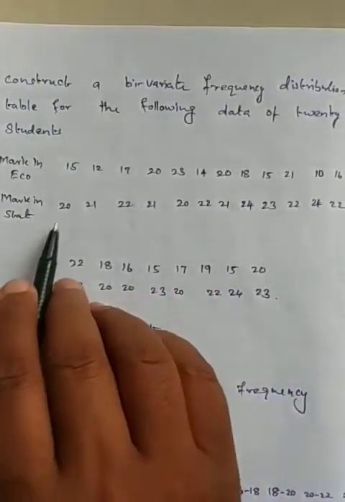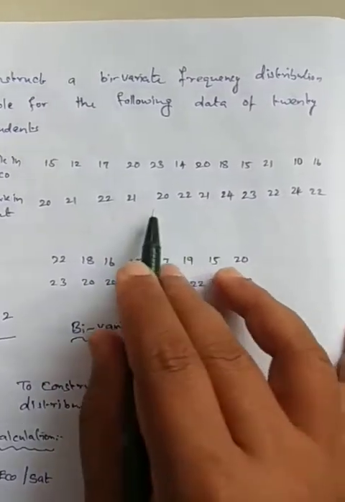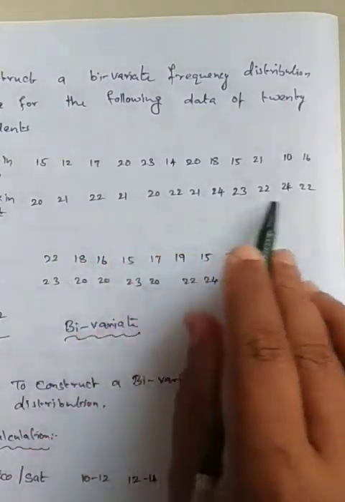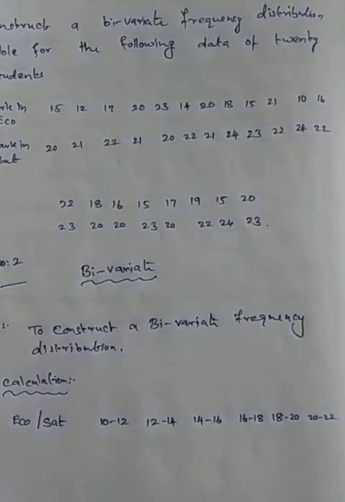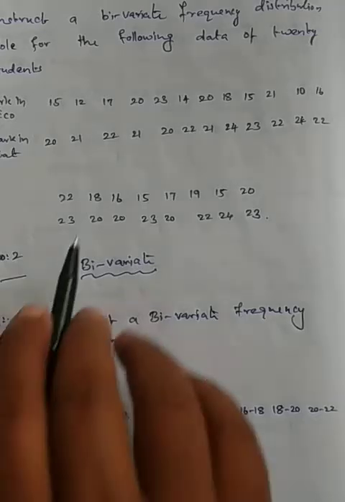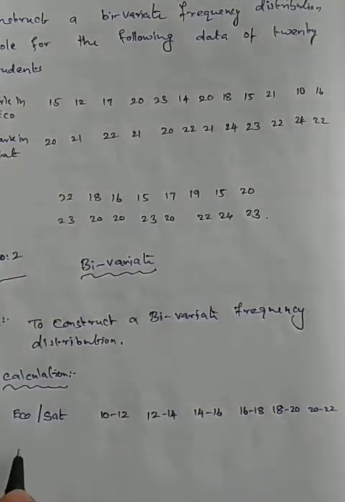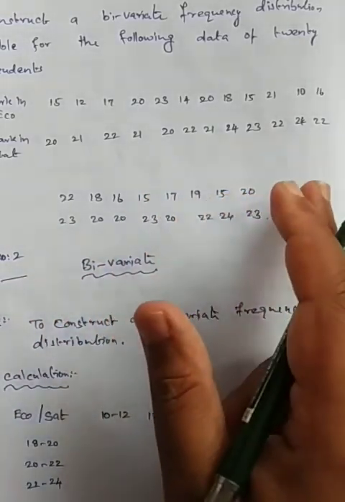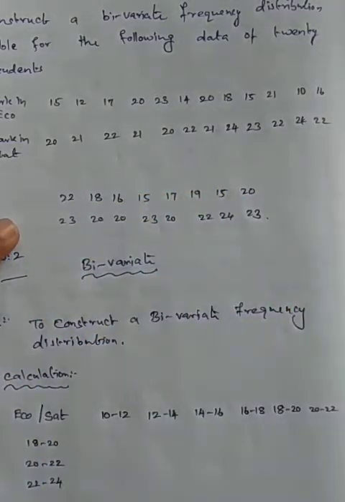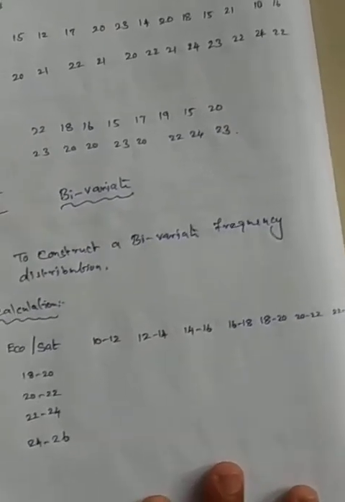Now similarly, stat marks: 20 is the minimum and the maximum is 23. So the lowest one is 18 to 20, then 20 to 22, then 22 to 24. 24 is the maximum, so take one more, 24 to 26. This is the way we have written.